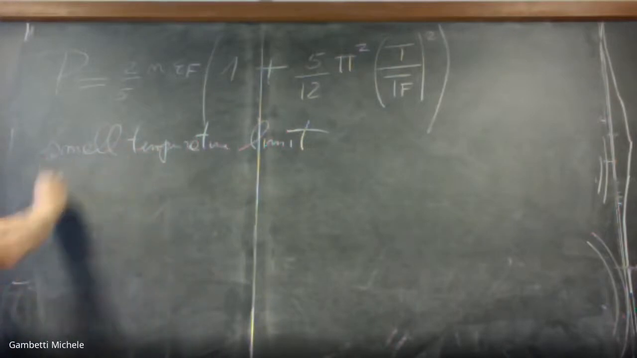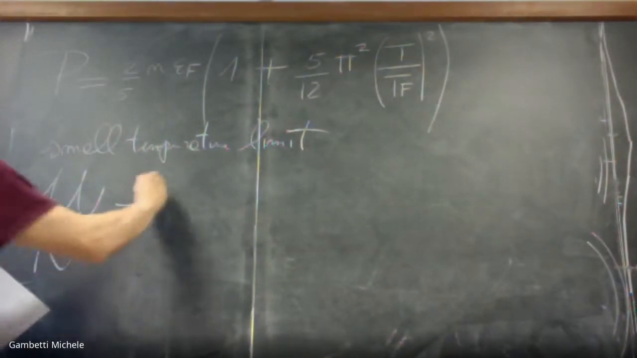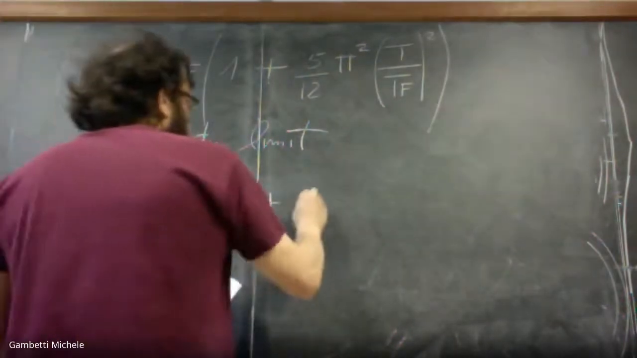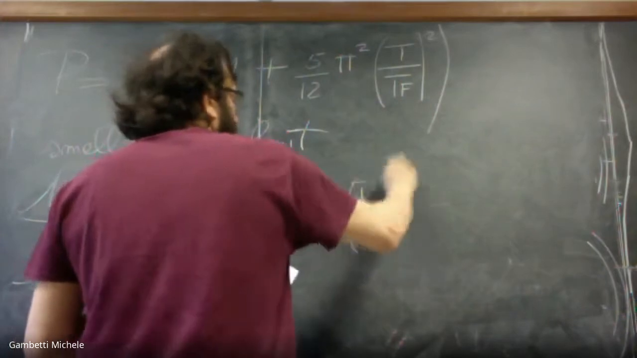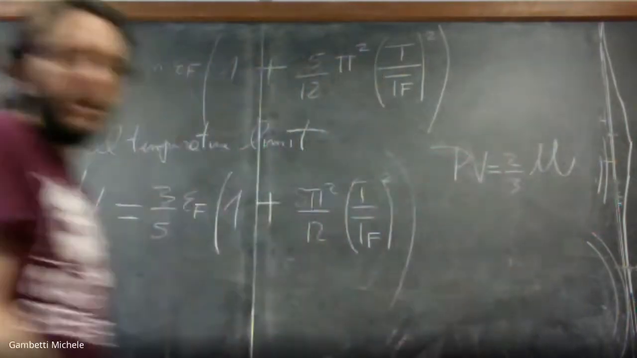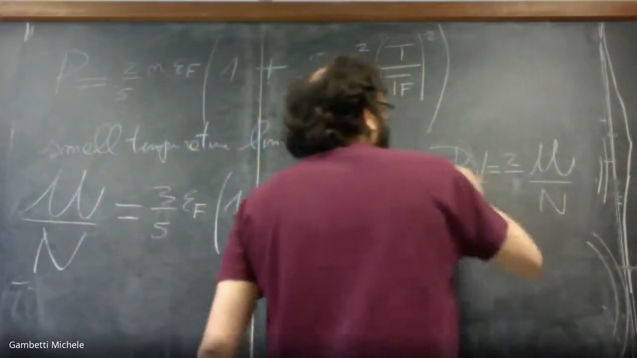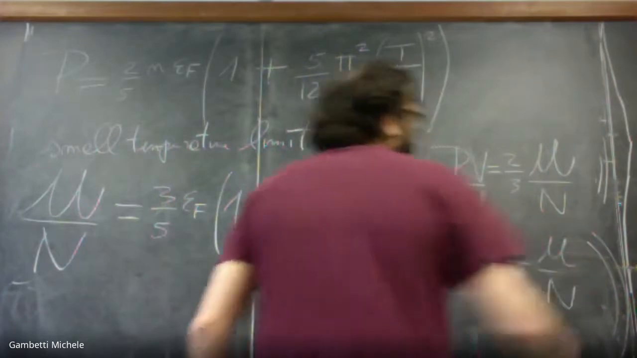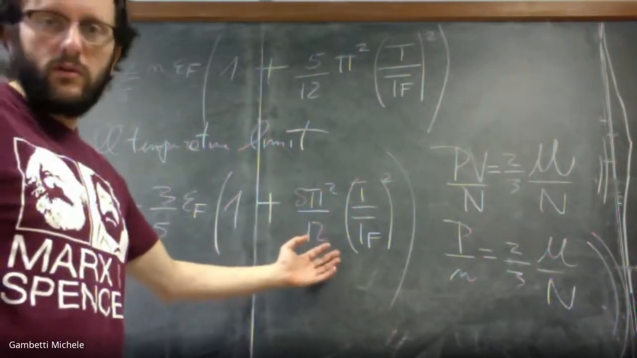Of course, you can also compute the correction to U/N, which is the energy per particle, which at T equals zero was 3/5 Fermi energy. Then you have 1 plus the same number, which is 5 pi squared divided by 12 again, and T/TF squared. Why is it like that? Because we remember that P V is equal to 2/3 U, also in the case of a Fermi gas, regardless of the value of the temperature. So from this, dividing by N, you get P divided by the density is equal to 2/3 U divided by N. Therefore, U divided by N is just 3/2 P divided by N. Okay, so the temperature correction will be the same.